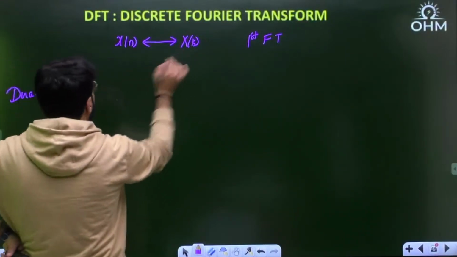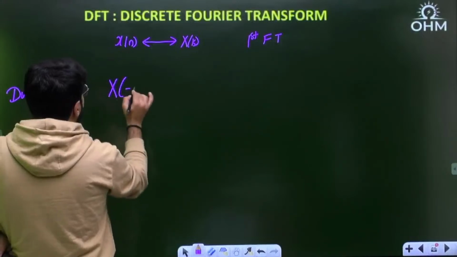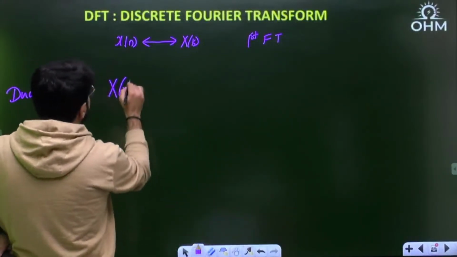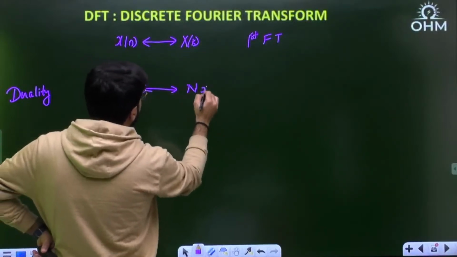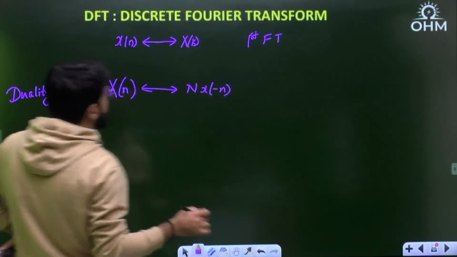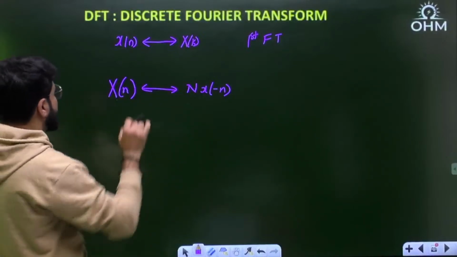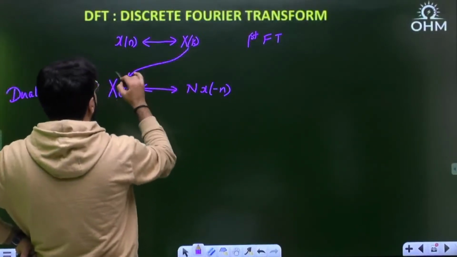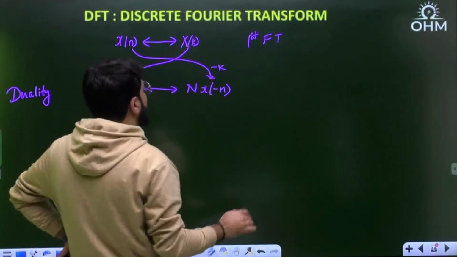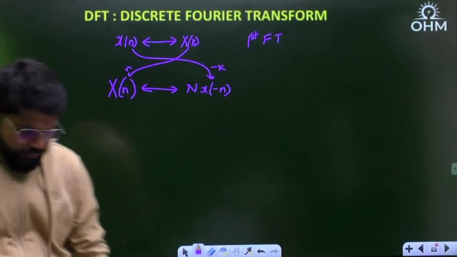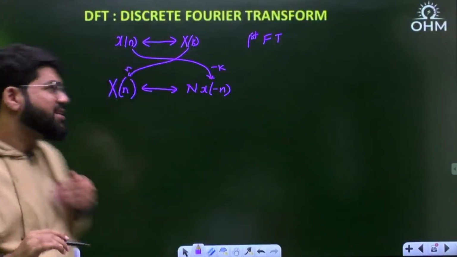Now, if I apply duality, Fourier transform of Fourier transform, I convert this capital X function into time, capital Xn. This will have how much DFT? N x of minus n, correct? K equal to n and n equal to minus k.